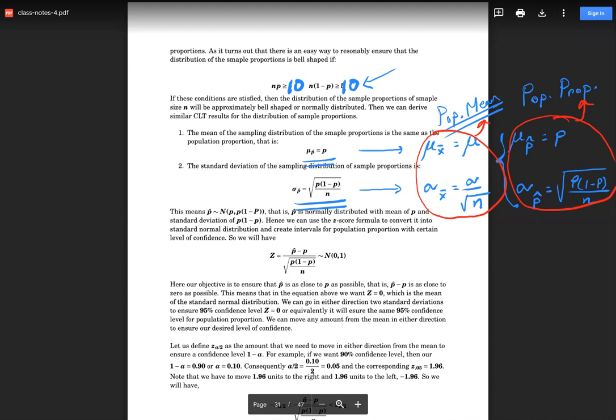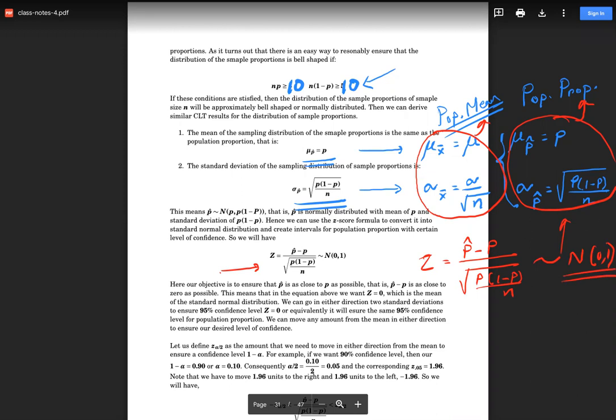Now, this is kind of like the theory behind creating a confidence interval. I'm not going to go deep into it. It has a normal distribution: z is equal to p hat minus p, all of it divided by the square root of p times 1 minus p divided by n. That has an approximately normal distribution with a mean of 0 and standard deviation of 1.